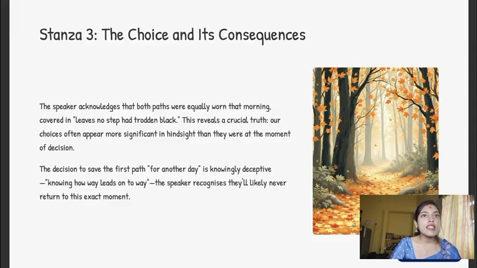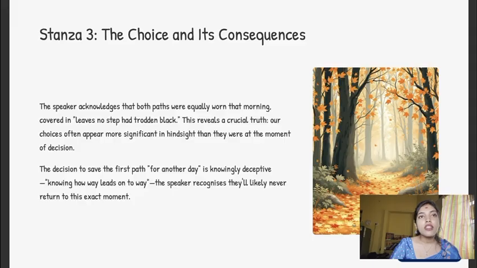However, he also realizes something important in life. One path often leads to another, and once we choose a direction, we rarely get the chance to come back and try the other option. So he also realizes that once we have made a decision, it cannot be changed. Similarly, the poet is saying the same thing. One path often leads to another, and once we choose a direction, we rarely get the chance to come back and try the other option. So this was the explanation of the third stanza.